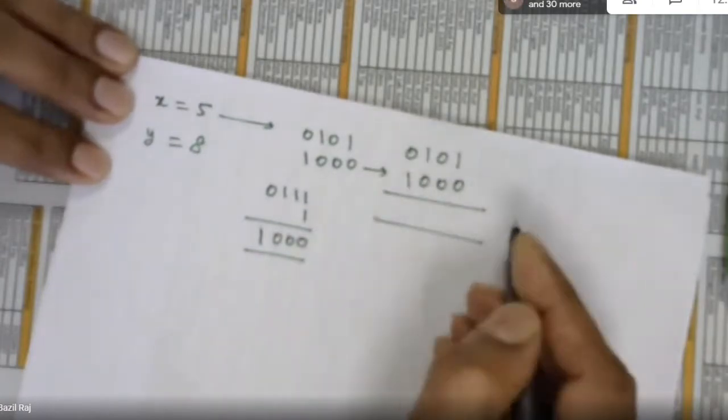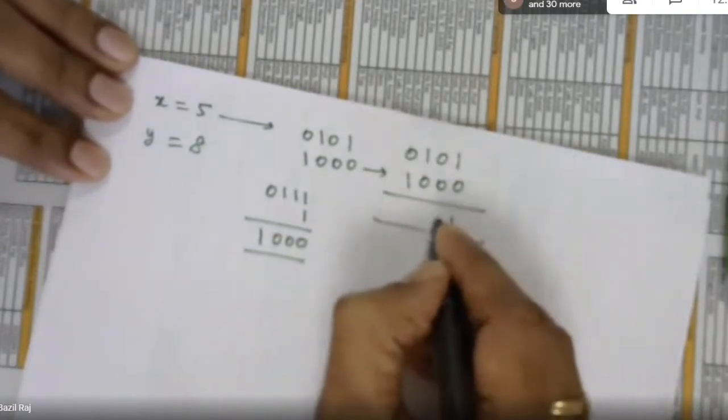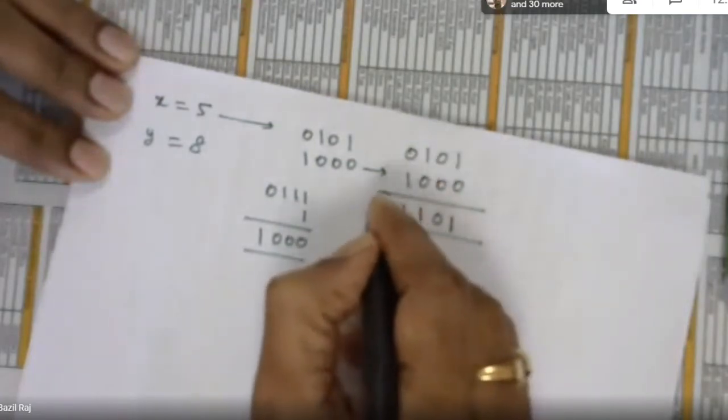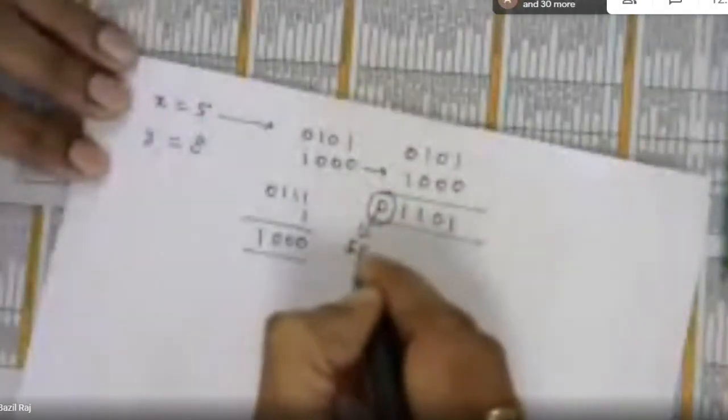Add now: 1, 0, 1, 1. Now the end of carry is 0. Look here, whenever your end of carry is 0, it means you subtracted a greater number from the smaller number. Whenever we subtract the greater number from the smaller number, our end of carry will be 0.